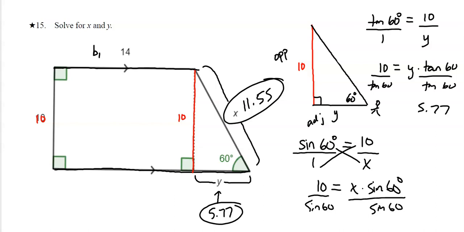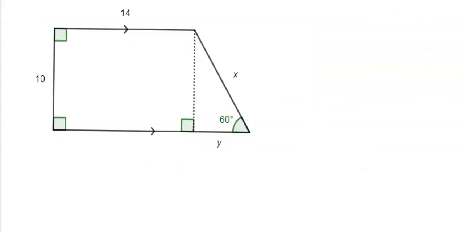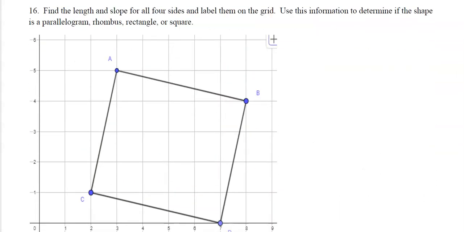So that one was a little bit tougher. That's why I had a star beside it. A little bit rougher. Last one, find the length and slope of all four sides.